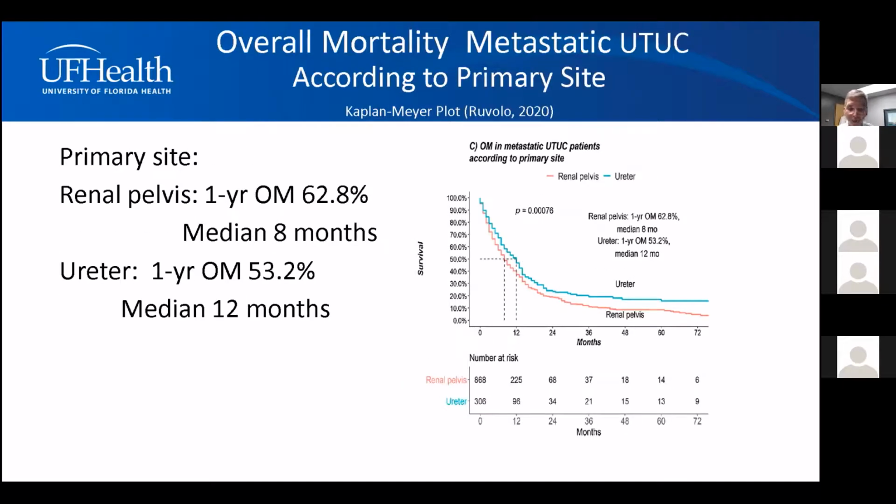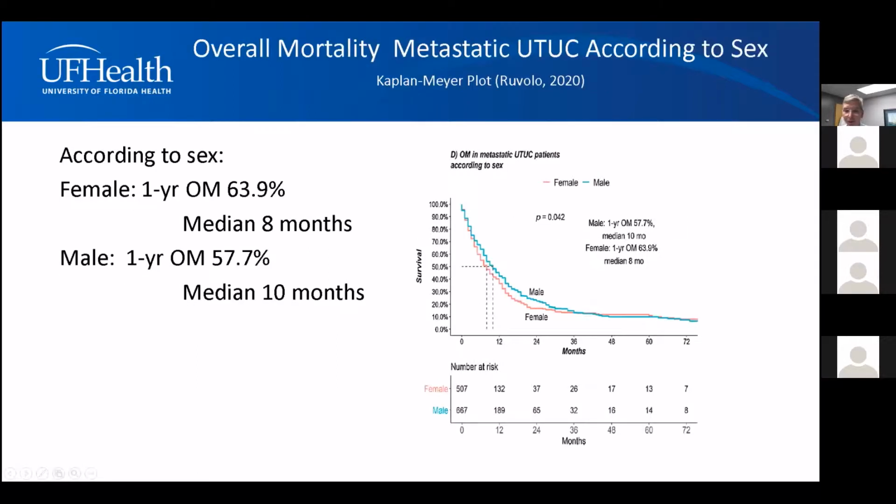Primary site, the ureter has a little better survival than the renal pelvis. Overall mortality 62% versus 53%. But you can see what a bad disease this is in the renal pelvis here, metastatic disease, with a median survival of only 8 months. Sex, there is no difference.